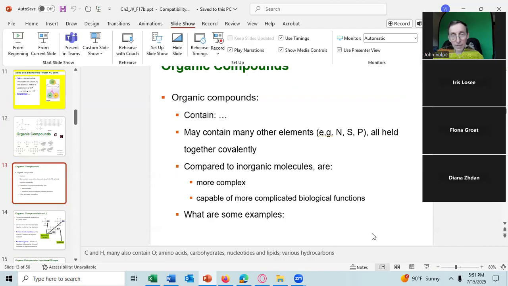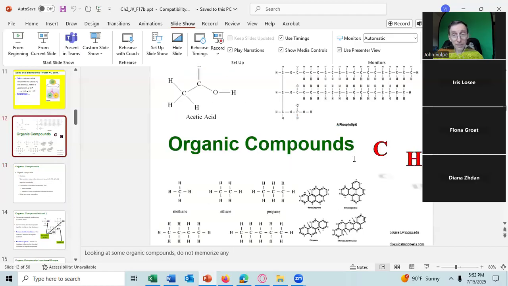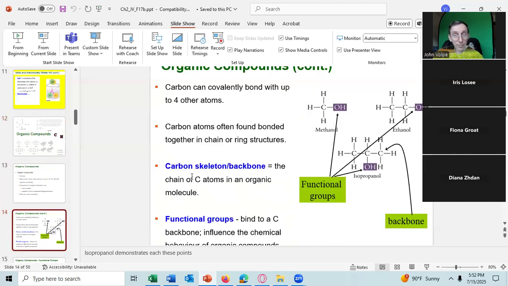Compared to an inorganic molecule, organic molecules tend to be more complex and they're capable of more complicated biological functions. So, some examples of an organic chemical compound include ethane, propane, phospholipid, carbohydrates, lipids, fats, nucleic acids.